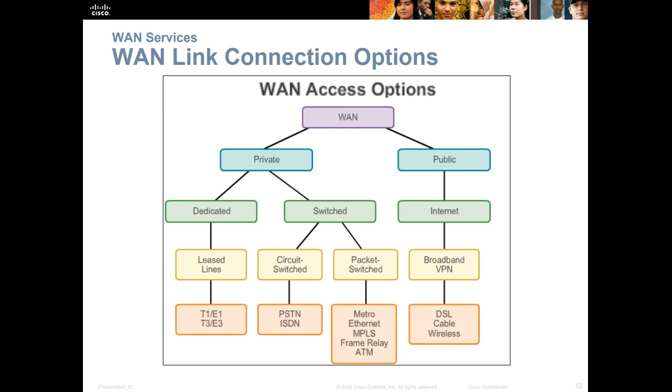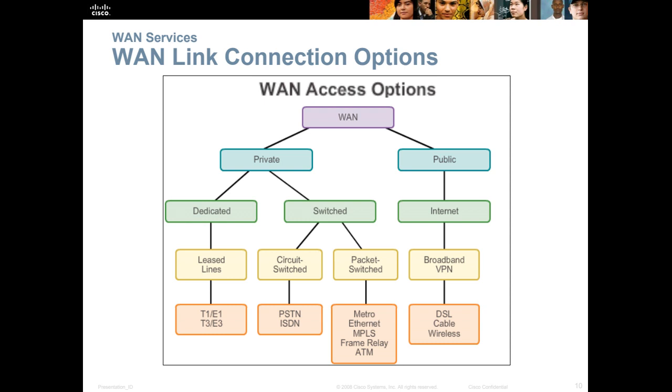Remember that colorful diagram there, the PowerPoint. Here it is more structured. So if you look here, for WAN we have private or public. Private can be switched or can be dedicated. Also public. Here we have the internet. We have also broadband, VPN. We have DSL. Okay, cable, wireless. For private WAN, we can have dedicated leased line, T1/E1 or T3/E3. This is the speed of the link, the bandwidth of the leased line.